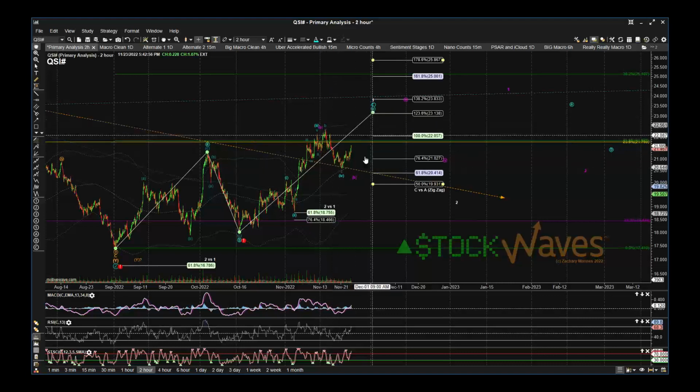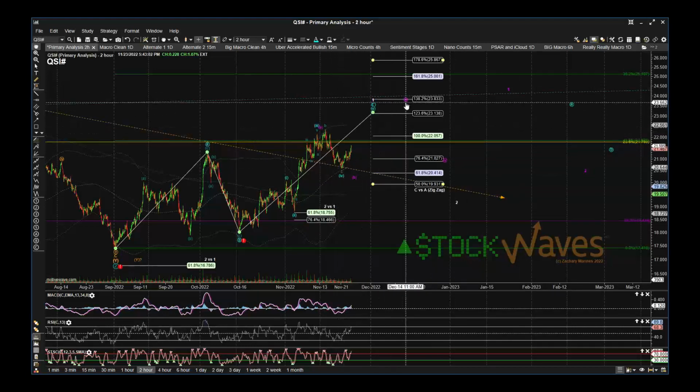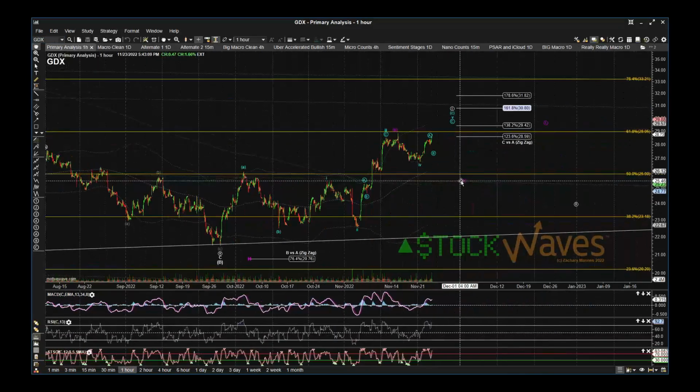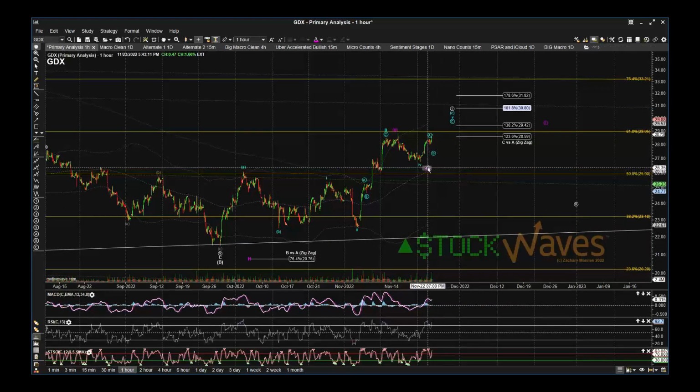But if GDX is in the purple version of a leading diagonal, then this would already be the fourth and starting the fifth. So let's take a look at that now, since we were just talking about it. A little bit shy for that to be all of the wave five, but this looks more like it is starting the fifth wave up already. So I think that this is a much more realistic count.